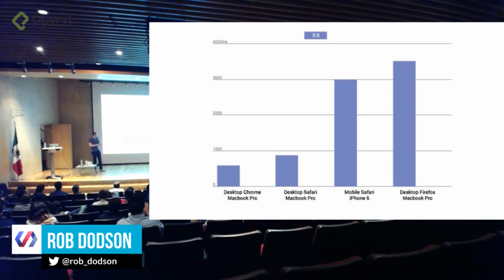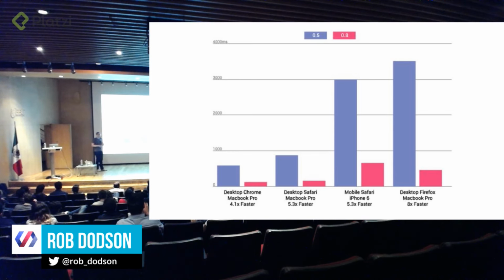So we basically rewrote the library from scratch. We said we have to address these performance concerns. And so starting around version 0.8, we dramatically reduced the startup time for a Polymer app. So you see it got 4 times faster in desktop Chrome, 5 times faster in mobile Safari, 8 times faster in desktop Firefox.